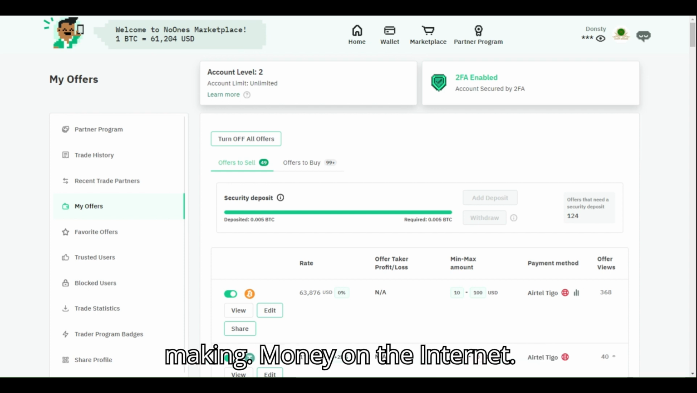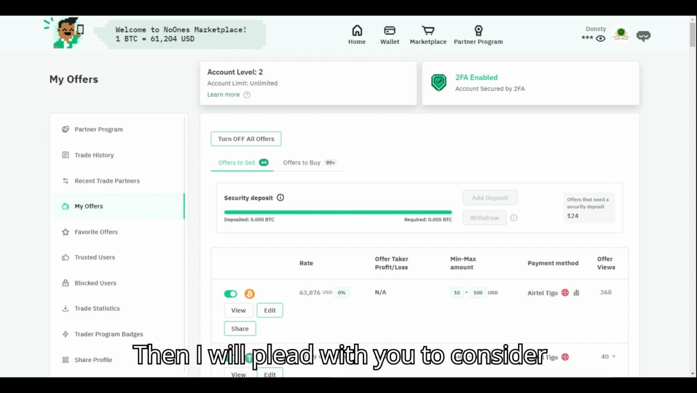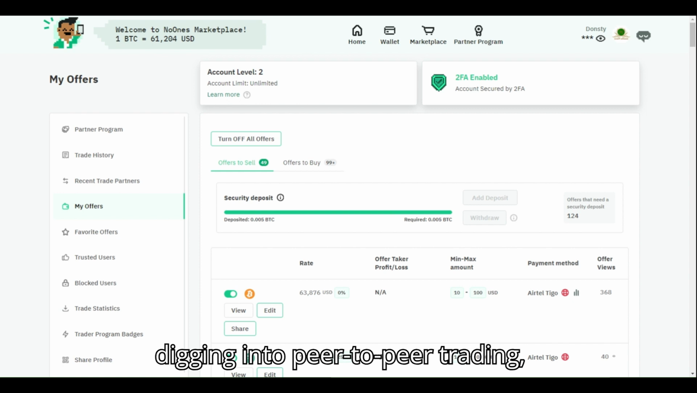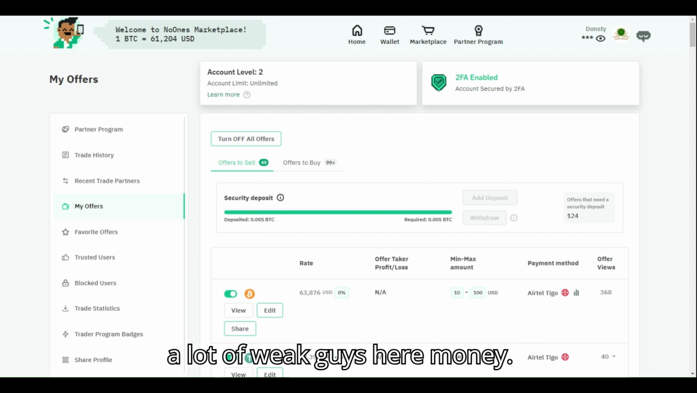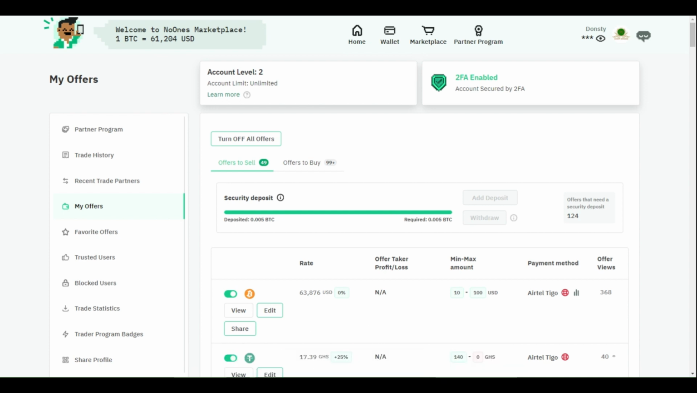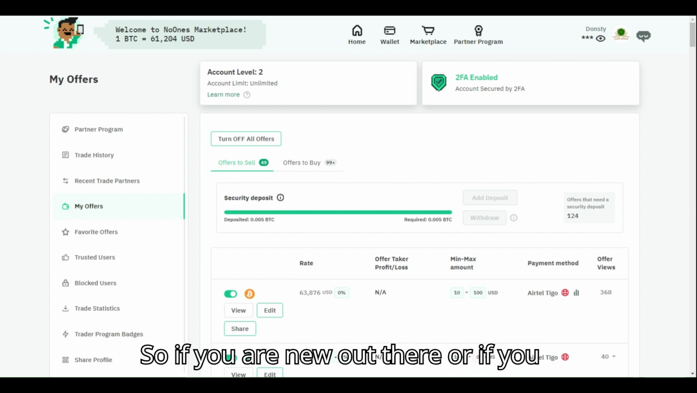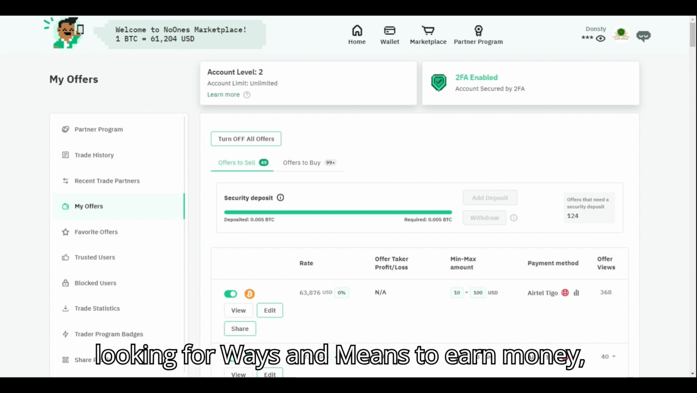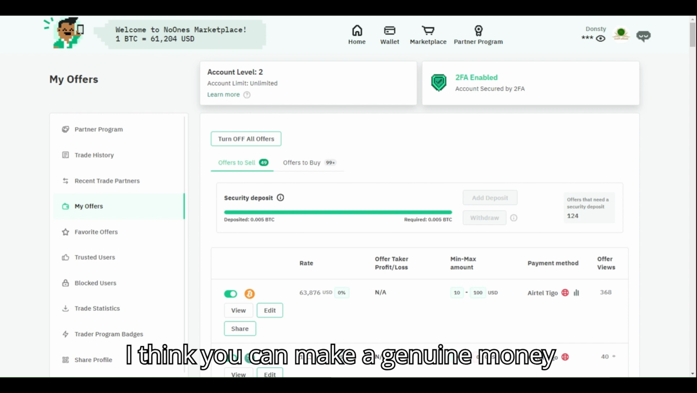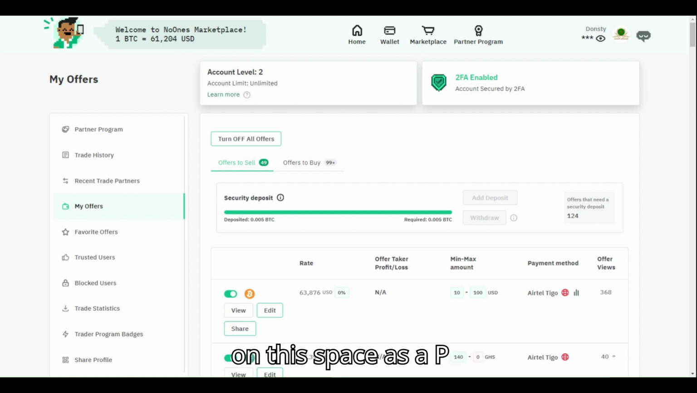If you are a new person over there, looking for a passive way of making money on the internet, then I will plead with you to consider digging into P2P trading, because P2P trading is fetching a lot of we guys here money. So if you are new out there, or if you are an unemployed graduate looking for ways and means to earn money, I think you can make genuine money in this space as a P2P trader.